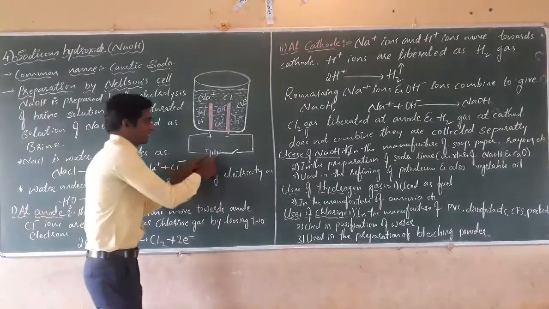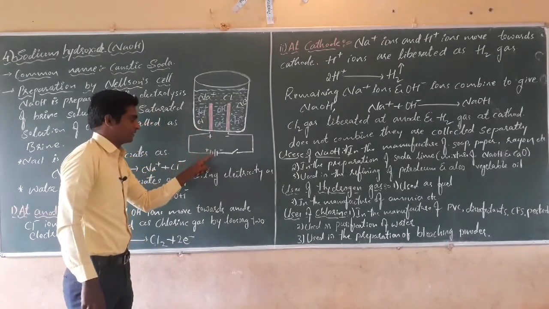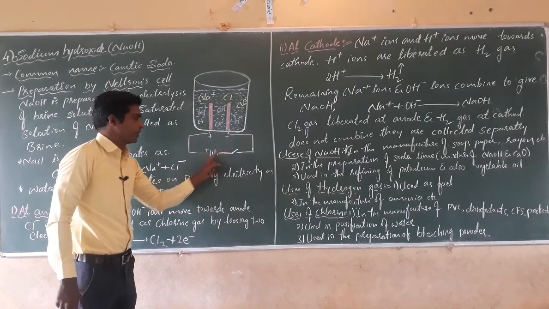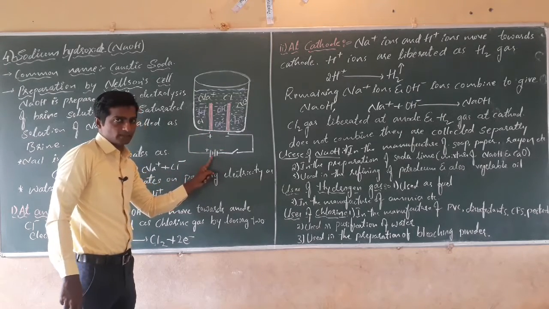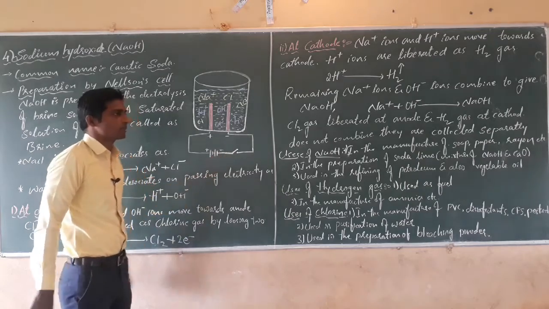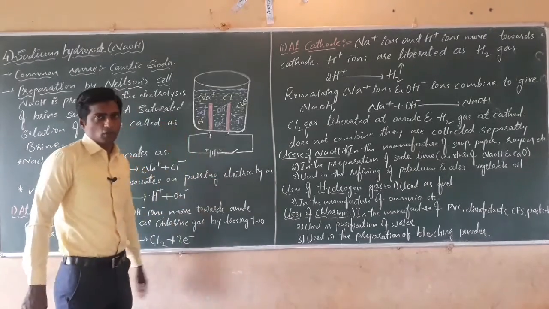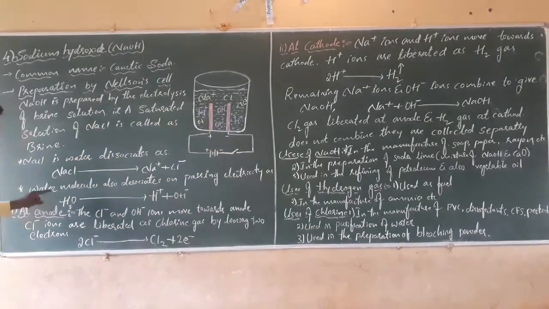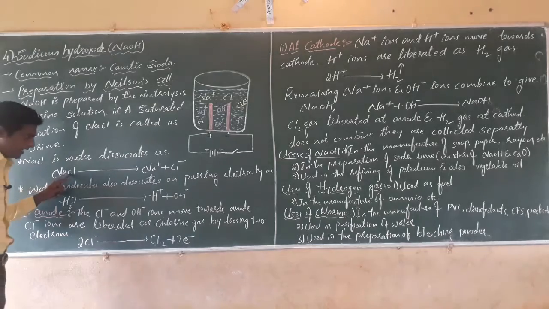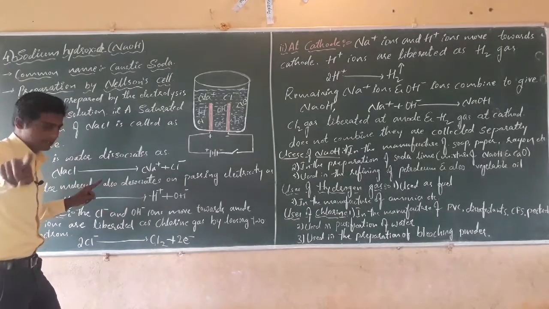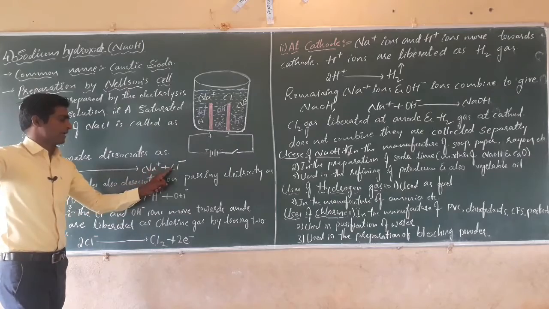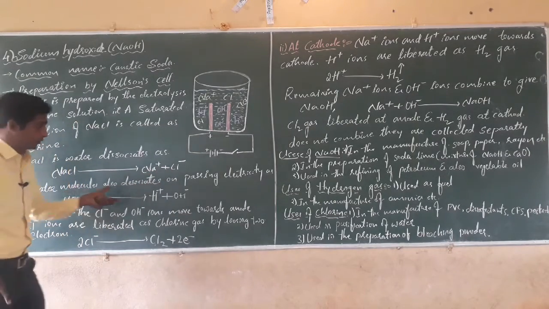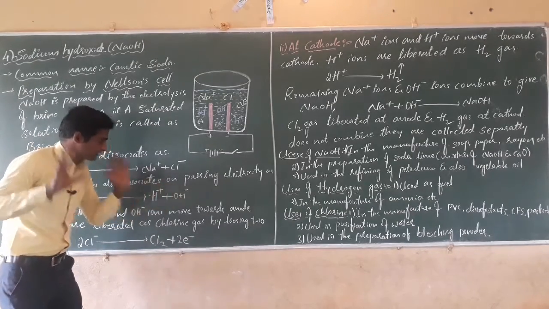When we pass the electric current, we connect the electrodes to the electric circuit, which contains one battery and one key. On switching on the key, the reaction will go on. Sodium chloride will dissociate into Na plus and Cl minus ions, and the water molecule will dissociate into H plus and OH minus ions.